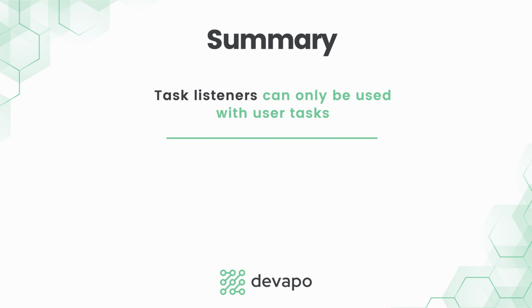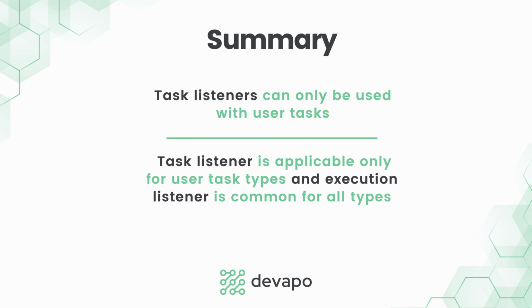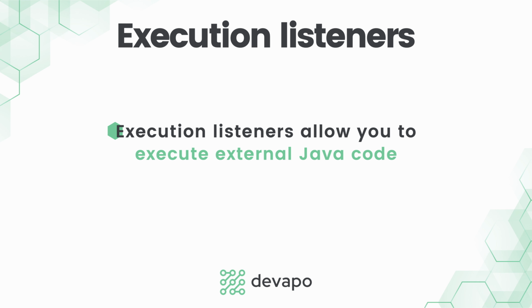Task listeners can only be used with user tasks, since they provide callbacks when the task state changes. A task listener is applicable only for user task types, and an execution listener is common for all types like start and end events, boundary events, user tasks, service tasks, call activities, embedded sub-processes, or even sequence flows. Execution listeners allow you to execute external Java code or evaluate an expression when certain events occur during process execution.